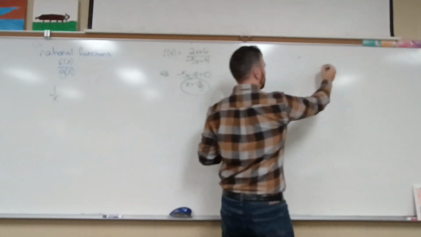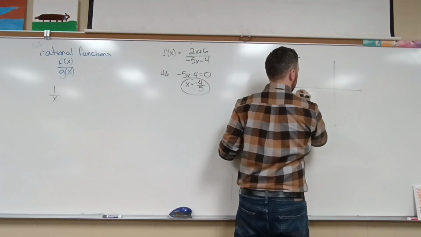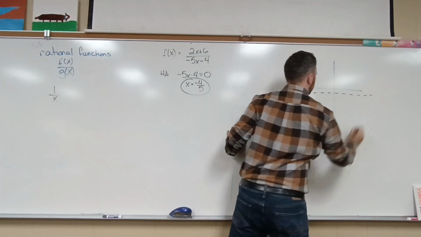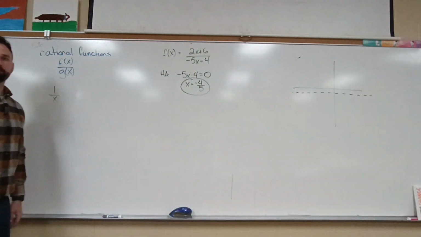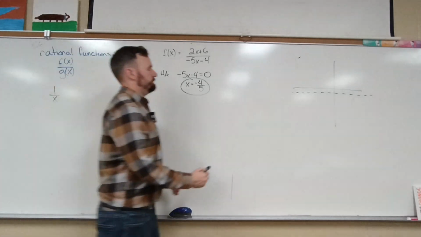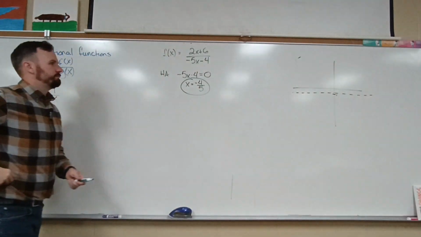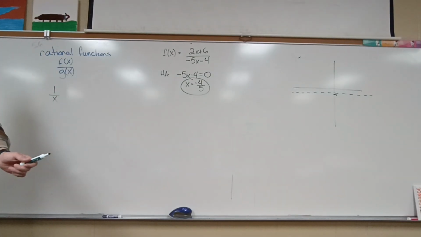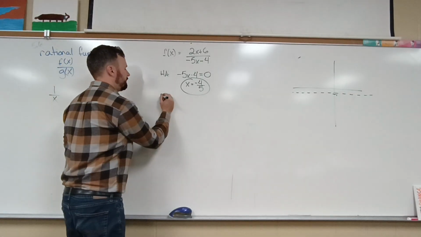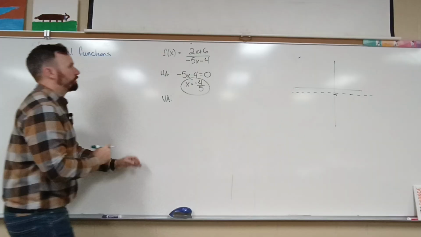So over here, I'm going to start sketching this bad boy. So at negative 4/5, there's going to be an asymptote there that looks like that. Okay? We'll call this 1. Any questions on that one? Bottom equals 0 gives you the horizontal asymptote. Let's find the vertical asymptote. What do I do for vertical asymptote?